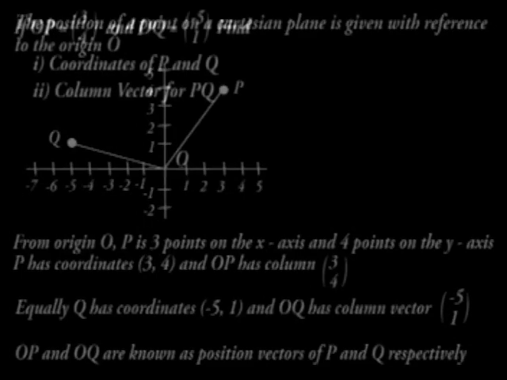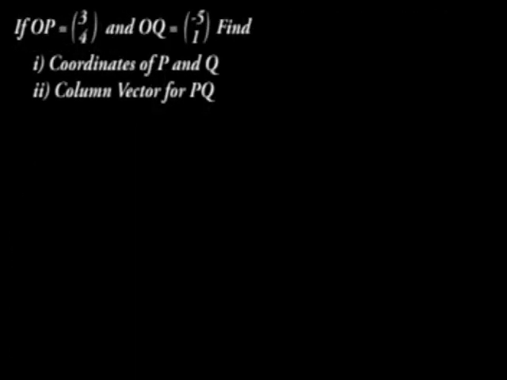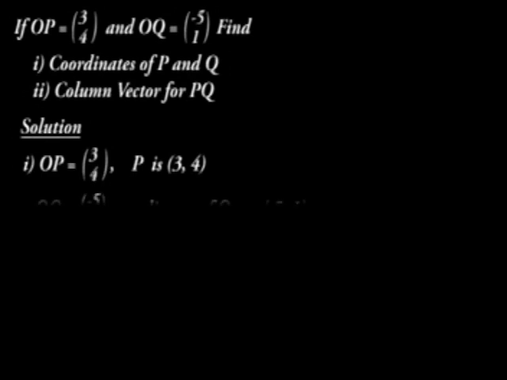For example, if OP is equal to (3, 4) and OQ is (-5, 1), find coordinates of P and Q, and the column vector for PQ. In our solution, OP is (3, 4), therefore P is (3, 4). OQ is (-5, 1), so coordinates of Q are (-5, 1).